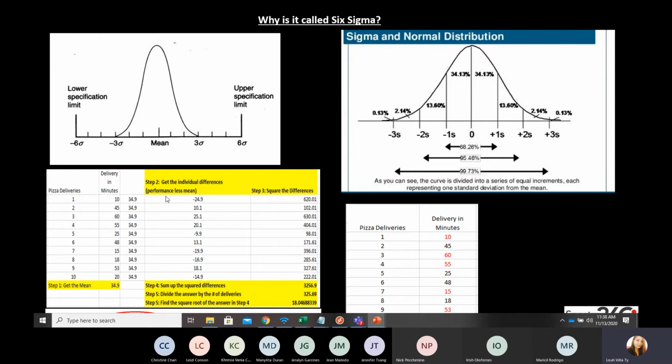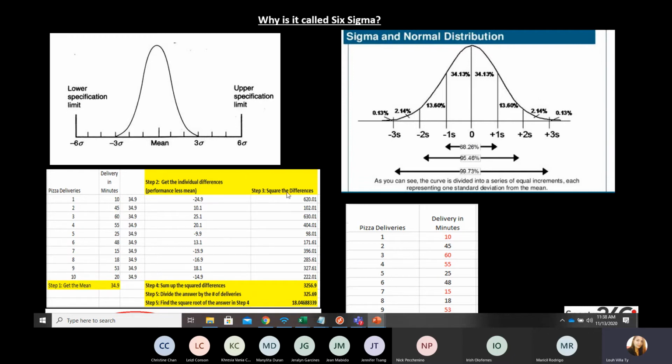The second step would be to get the individual differences. The formula for that would be the performance minus the mean. So 10 less 34.9 is negative 24.9, and so on and so forth. Once you get all of the differences, you need to square them. That means negative 24.9 times 24.9 is 620.01. 10.1 times 10.1 is 102.01.